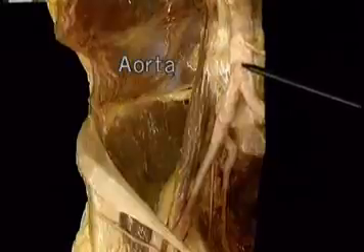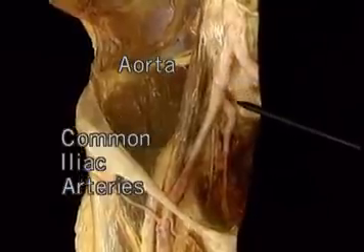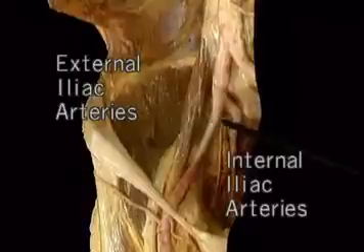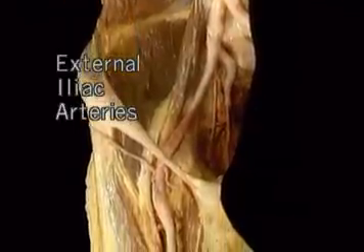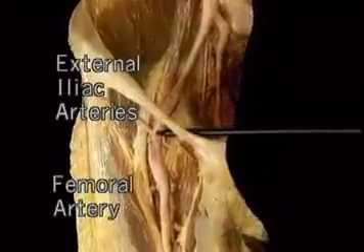We'll look first at the internal and external iliac arteries. Then we'll look at the femoral and deep femoral arteries, which supply almost all of the lower extremity. Then we'll look at the gluteal arteries, which supply the gluteal or buttock area. Here's the abdominal aorta, dividing to give off the left and right common iliac arteries. The common iliac divides into the internal iliac and external iliac arteries. The external iliac passes under the inguinal ligament, emerging as the femoral artery.